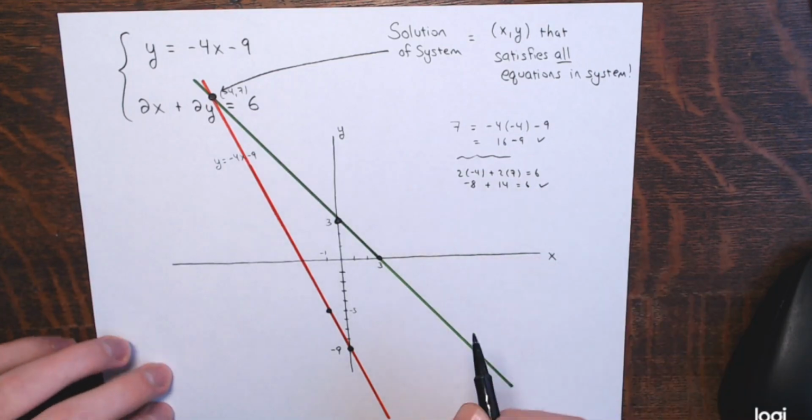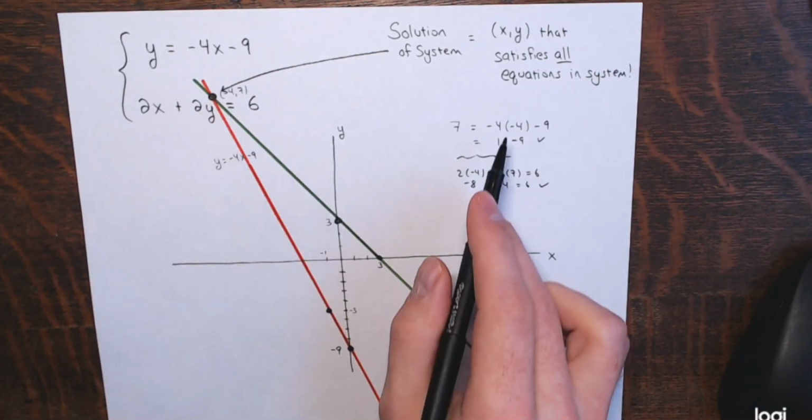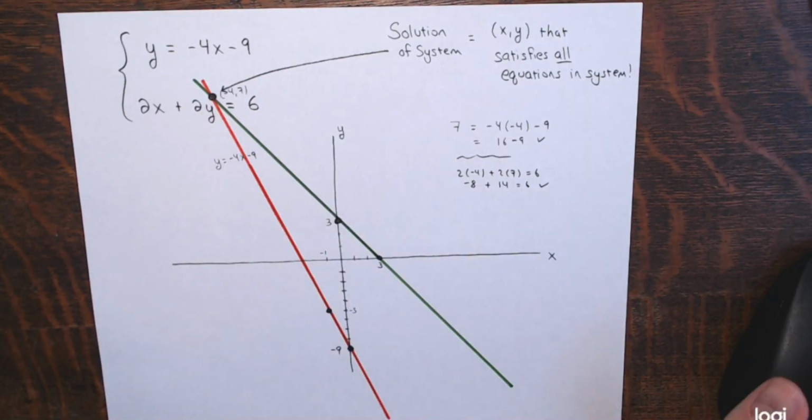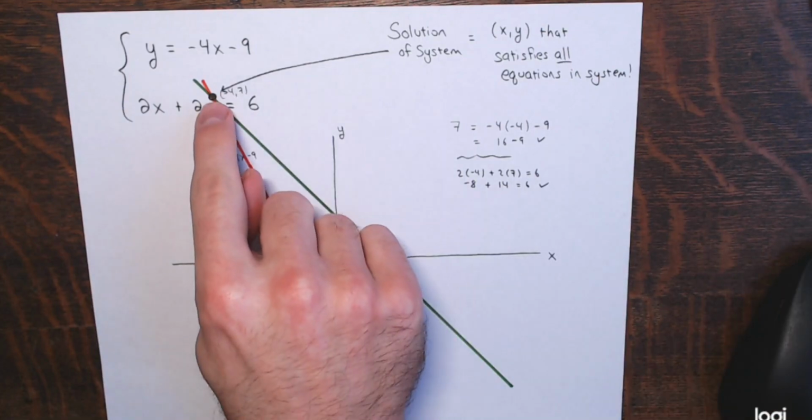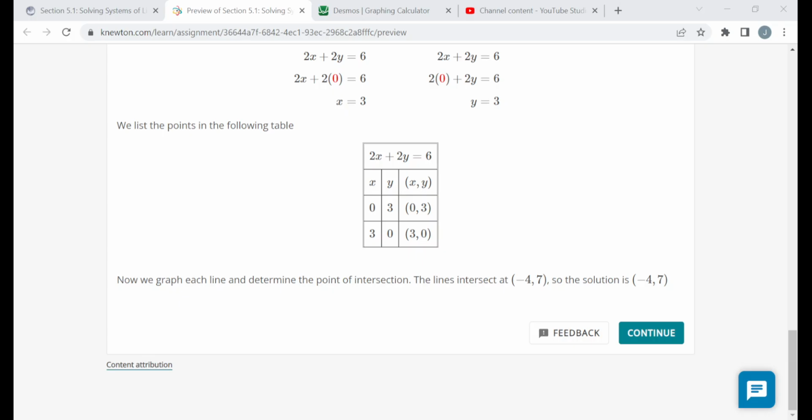So you see how that ordered pair does indeed satisfy all the equations in the system. So it would therefore be called a solution of the system. The only solution, right? That is the only point that satisfies both. All right, so moving on.